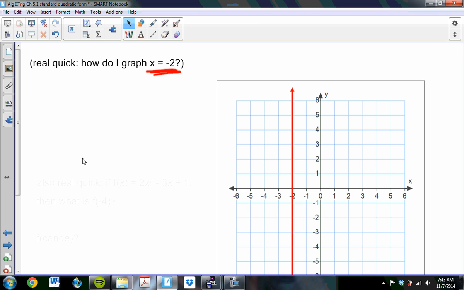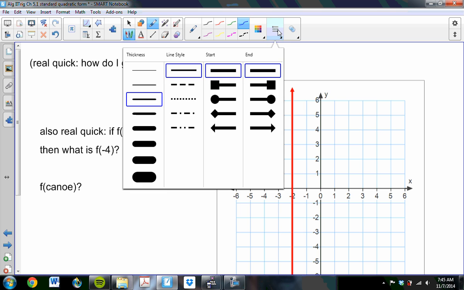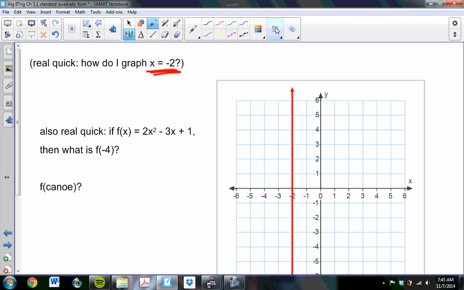Another thing: if I have f of x equals 2x squared minus 3x plus 1, and I wanted to find f of -4, I'd plug in -4 in for x.